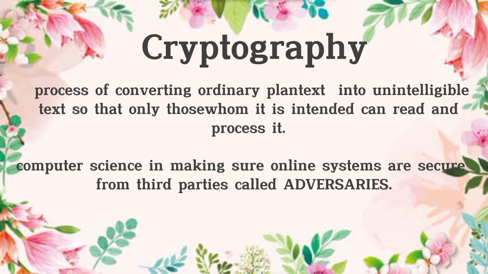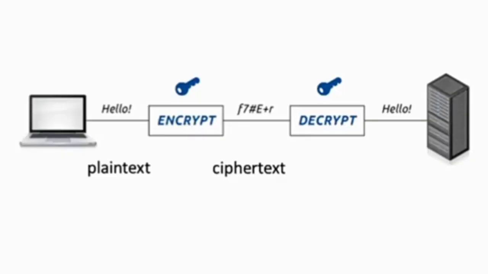There are two processes. Encryption is the process of translating plain text data, or plain text, into something that appears to be random and meaningless, or ciphertext. Decryption is the process of converting ciphertext back to plain text.